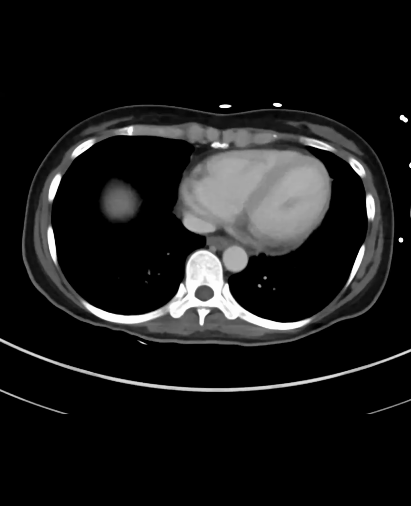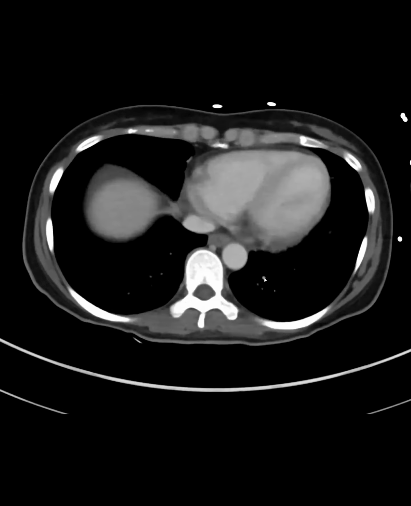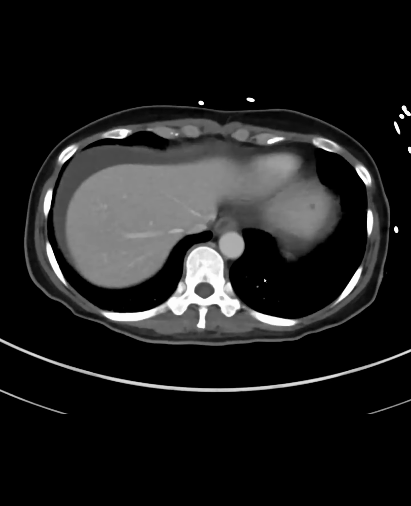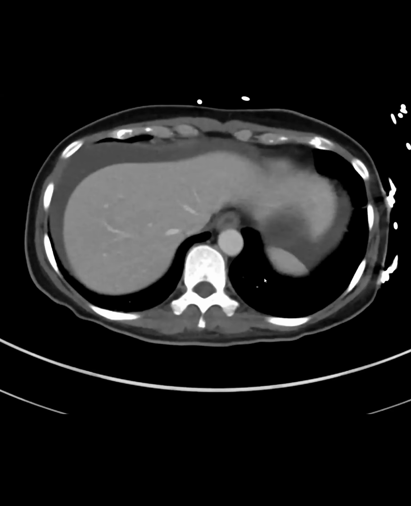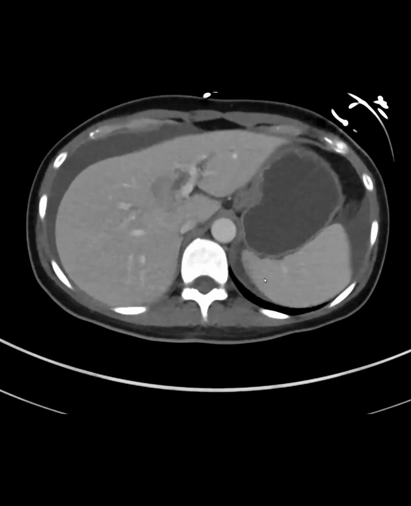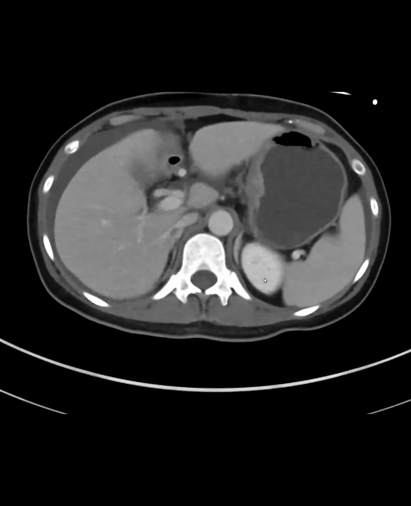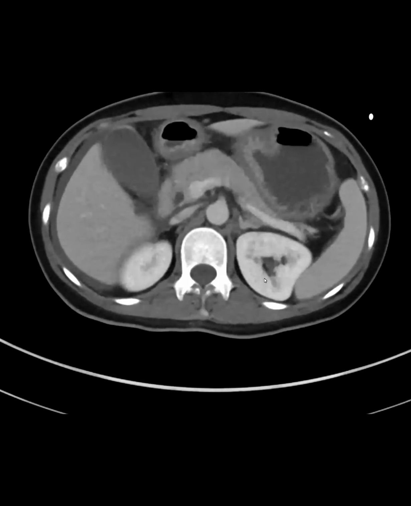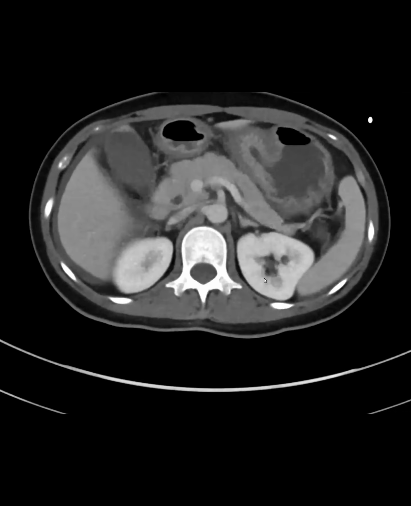So this is a young woman who comes in with abdominal pain and diarrhea, and I'm going to run through the CT that she received for the same. And I'm going to withhold one part of the history right now, so I can ask you some differentials.